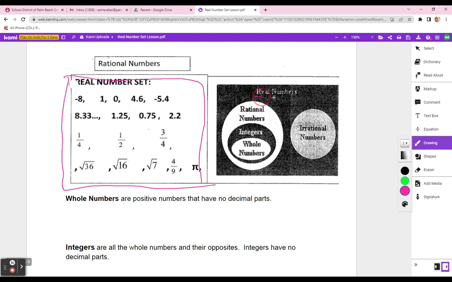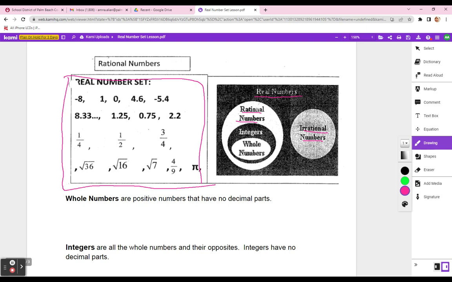Now, real numbers are divided up into two main groups, the rational number set and the irrational number set. If a number is irrational, it cannot belong to the rational number set. If a number is rational, it cannot belong to the irrational number set. So they don't overlap or intersect.